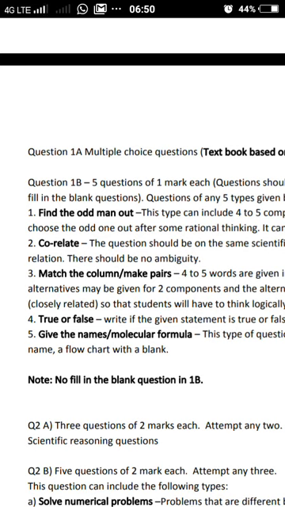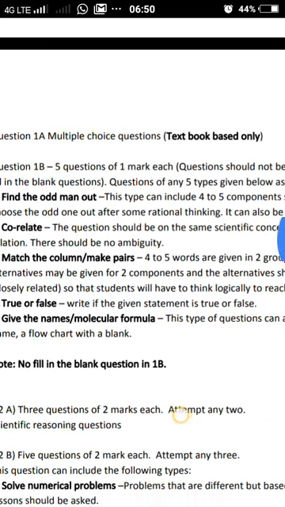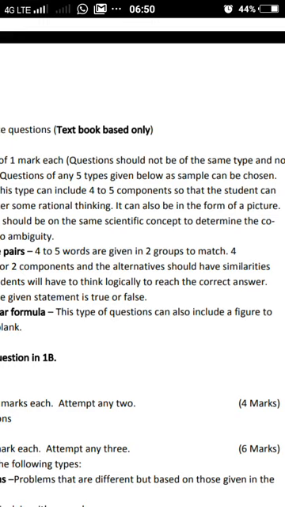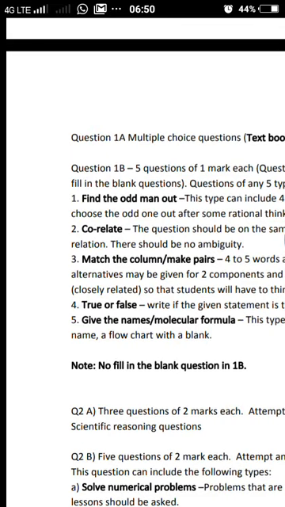You will have to complete a flowchart, or this type of question can also include a figure to name. You will have to label or name the figure, or fill in the blanks in a flowchart. A flowchart will be given. No fill-in-the-blank question will be asked in this type.